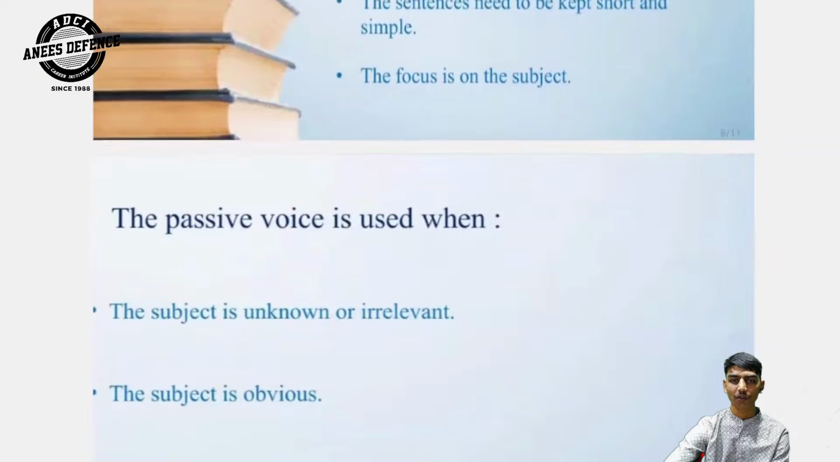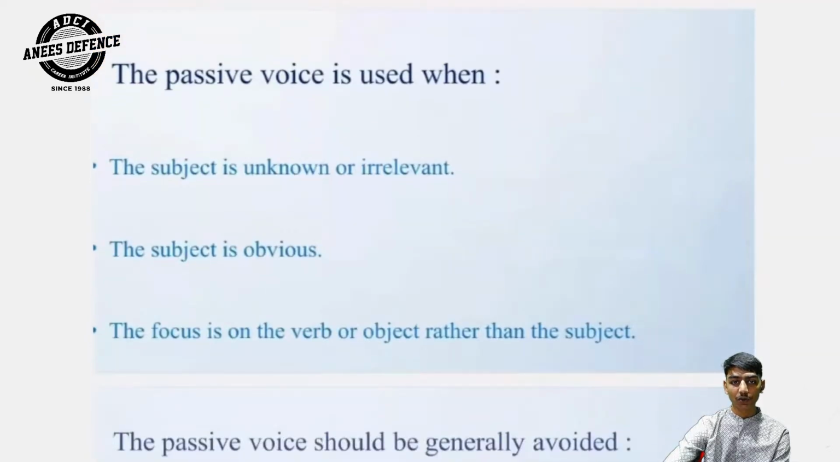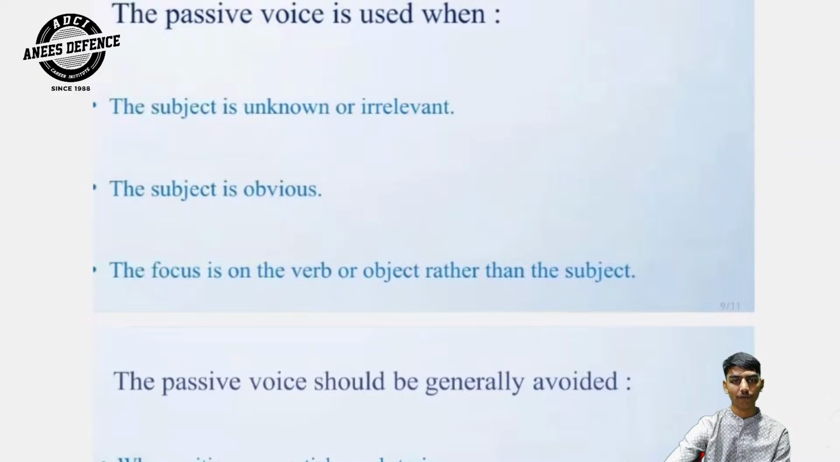Next, the passive voice is used when the subject is unknown or irrelevant. Next point, the subject is obvious. Third, the focus is on the verb or object rather than the subject.